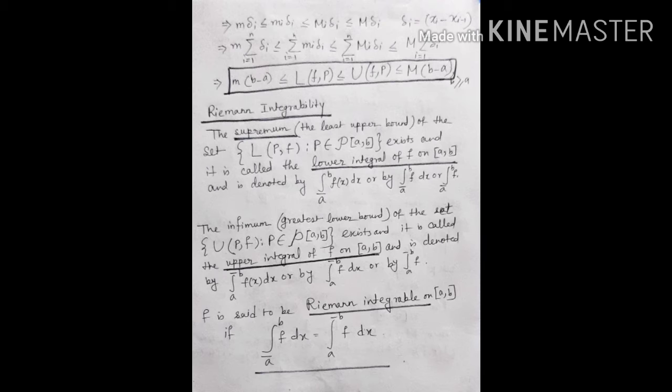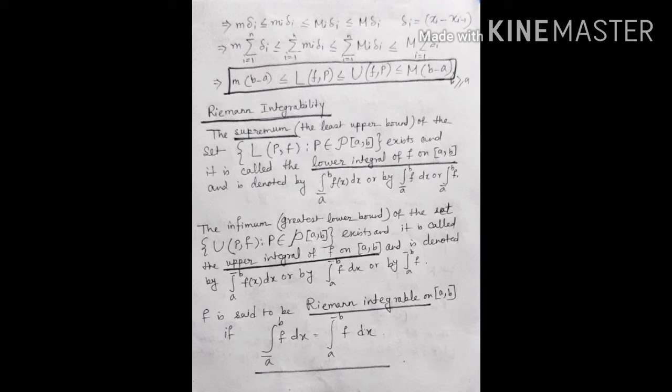Now we know summation over delta_i means what? Means delta_1 plus delta_2 up to delta_n. That means what? b minus a. So we write small m into (b minus a) is less than or equal to L(P, f), less than or equal to U(P, f), less than or equal to capital M (b minus a).